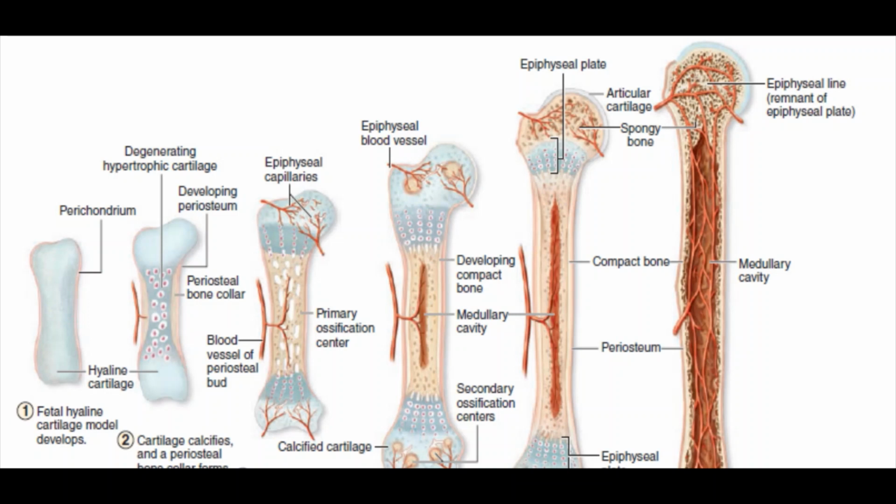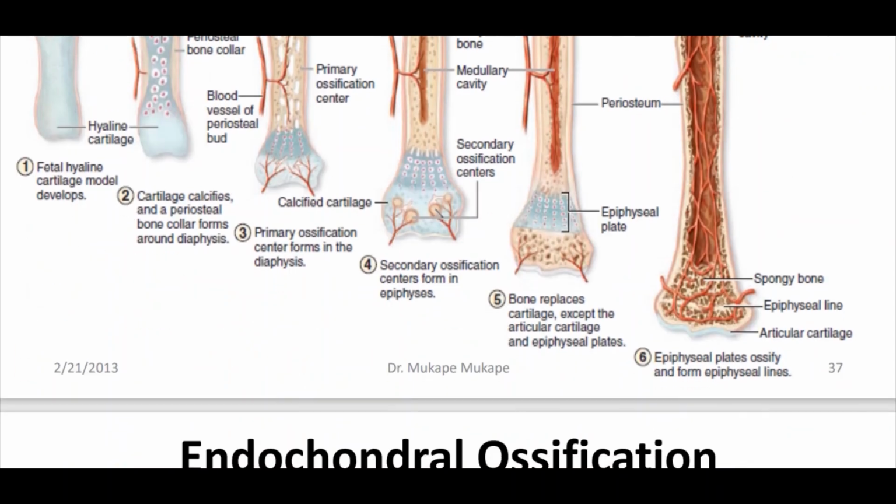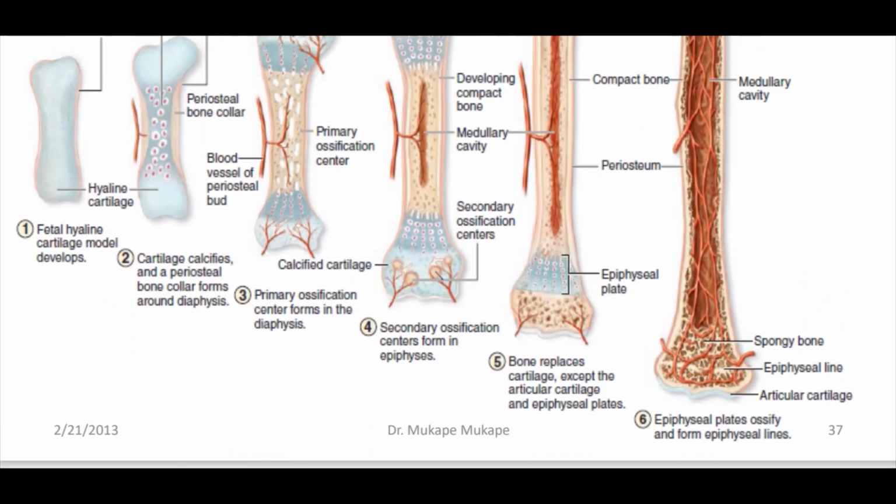So primary ossification centers are found mostly in the diaphysis. And then after the diaphysis, you've got the metaphysis having their ossification centers as well. Secondary ossification centers. So as you can see here on number 3, primary ossification centers form in the diaphysis, and then secondary ossification centers form in the epiphysis.